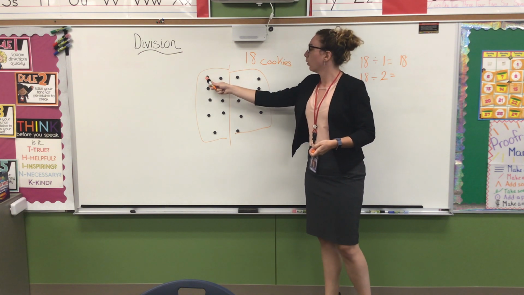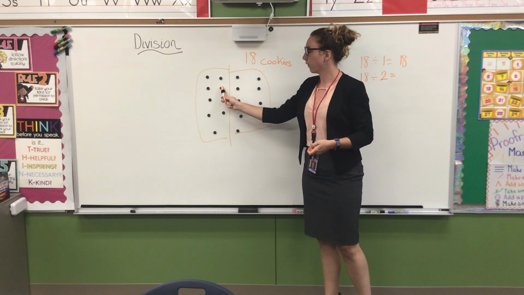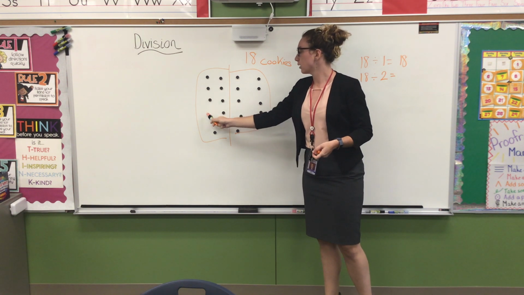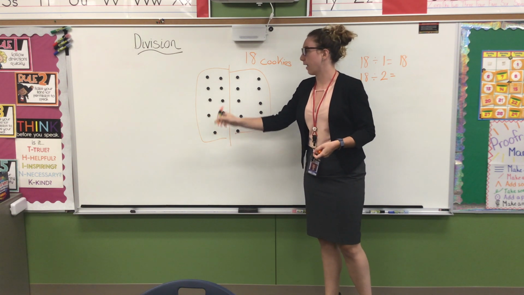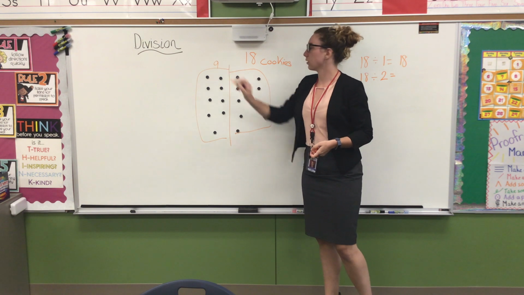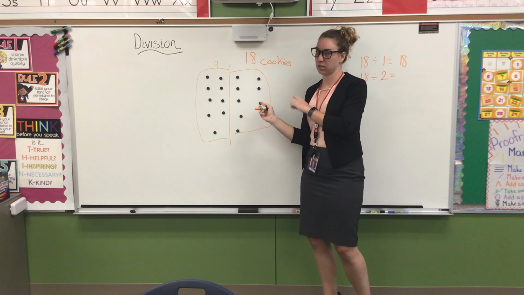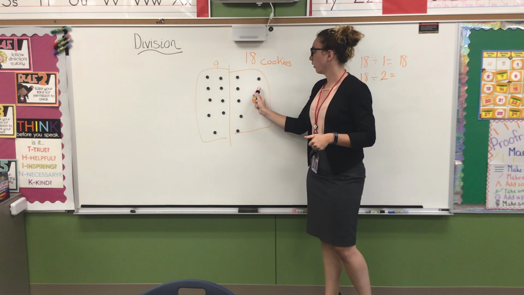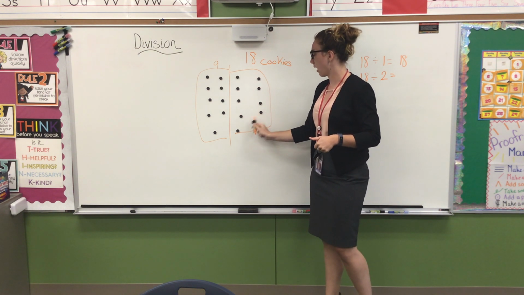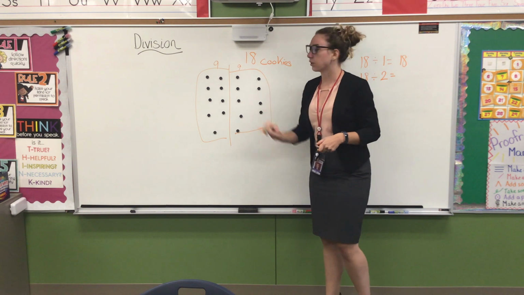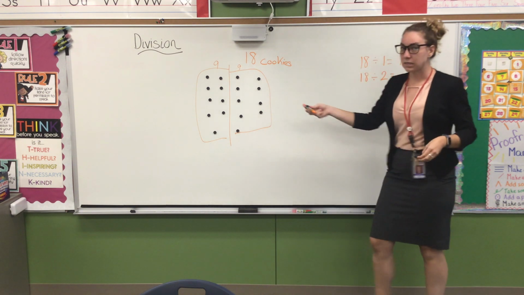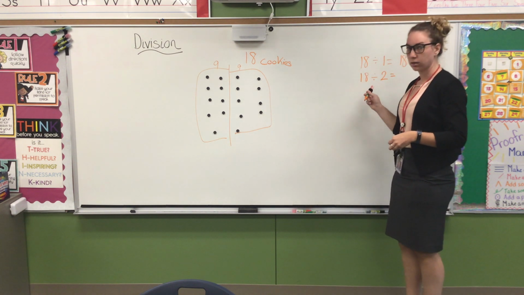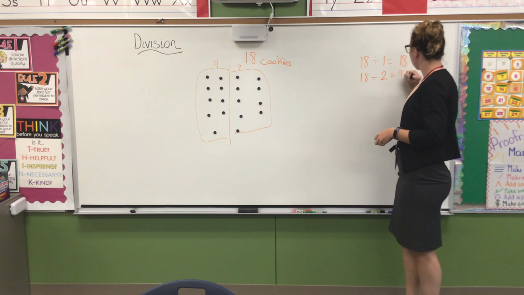Let's count. 1, 2, 3, 4, 5, 6, 7, 8, 9. So there's 9 cookies in this group. There should be 9 in this group, but let's double check. We always want to double check. 1, 2, 3, 4, 5, 6, 7, 8, 9. Good, there's 9 cookies in that group. So what is 18 divided into 2 groups? Very good, 9 cookies.